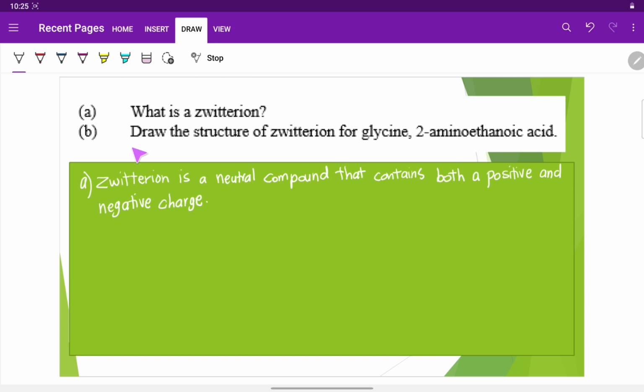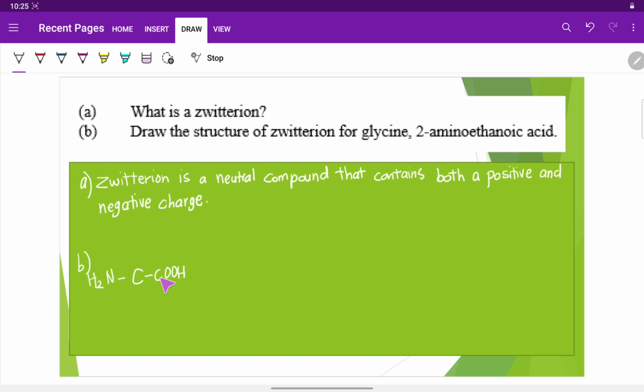Okay, kemudian soalan B. Draw the structure of zwitter ion for glycine, 2-amino-ethanoic acid. So like I mentioned before, dalam exam dia akan bagi macam ni lah. Dia kata glycine, tapi dia akan bagi the name of the amino acid. Jadi apa yang awak kena buat adalah, show the proton transfer. Show in the form of equation dekat sini. Kita nak lukis kita punya glycine. So, 2-amino-ethanoic acid. So, start by drawing COOH over here.